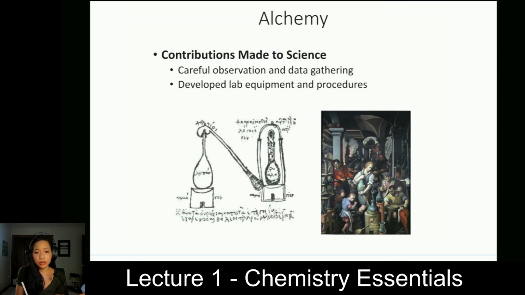The next person could reproduce those experiments and try to make the same substance. They also developed different lab equipment to do these experiments and different procedures, so they could repeat them. So the apprentice could learn from the master and learn these different techniques to change substances.